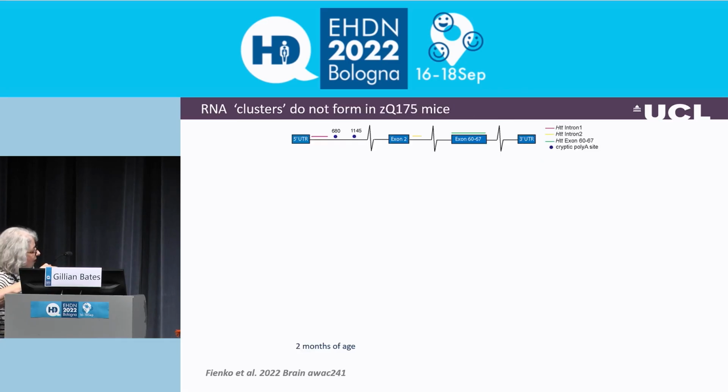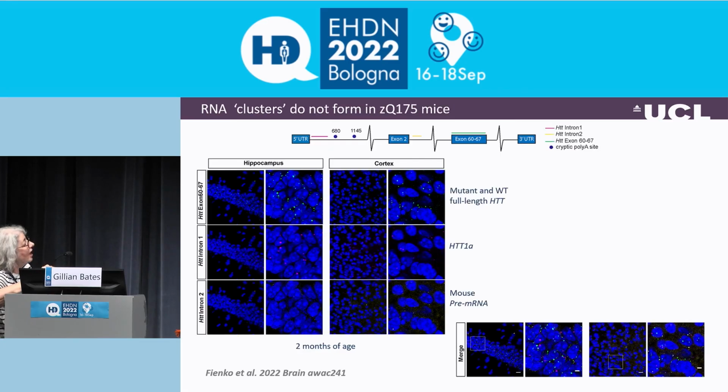We wanted to see whether or not we could see them in our knock-in mice. So these are the ZQ175 mice again. Here now we're looking at mouse Huntingtin, which would detect both mutant and wild type. Again, we can see most of the signal in the cytoplasm. Some of it's in the nucleus, but that would be a typical pattern that you would expect to see.